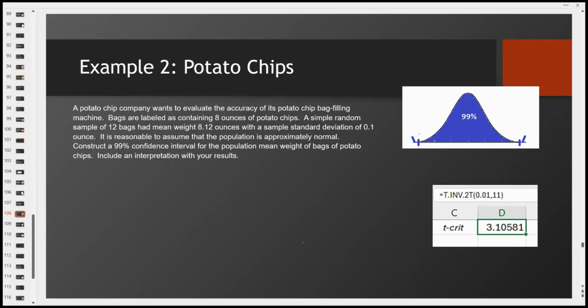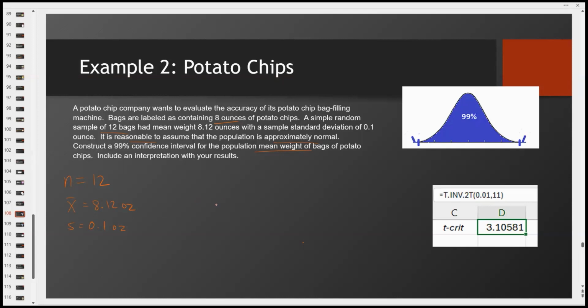Here we have a potato chip company that wants to evaluate the accuracy of its bag filling machine. So bags are labeled as 8 ounces. We're going to take a simple random sample of 12 bags with a mean weight of 8.12 ounces and a sample standard deviation of 0.1 ounces. We can say that it's reasonable to assume it's approximately normal. Okay, so that's important. We want to construct a 99% confidence interval for the population mean weight of the bags.